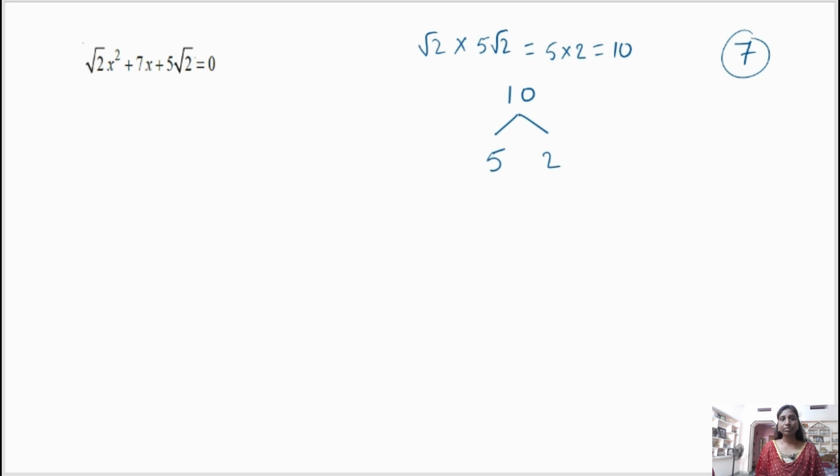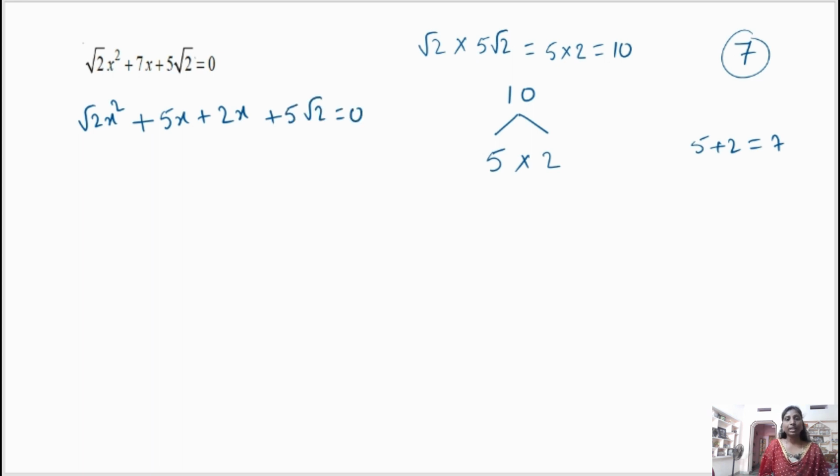Okay, so here we have to split. See, 5 plus 2 is 7 also, and 5 into 2 is 10. So here root 2x square. Now split the middle term. So the middle term 7x can be written as 5x plus 2x, plus 5 root 2 is equal to 0. Now you can see from these two terms, what can we take common? Here x is common, so we will be left with root 2x plus 5.